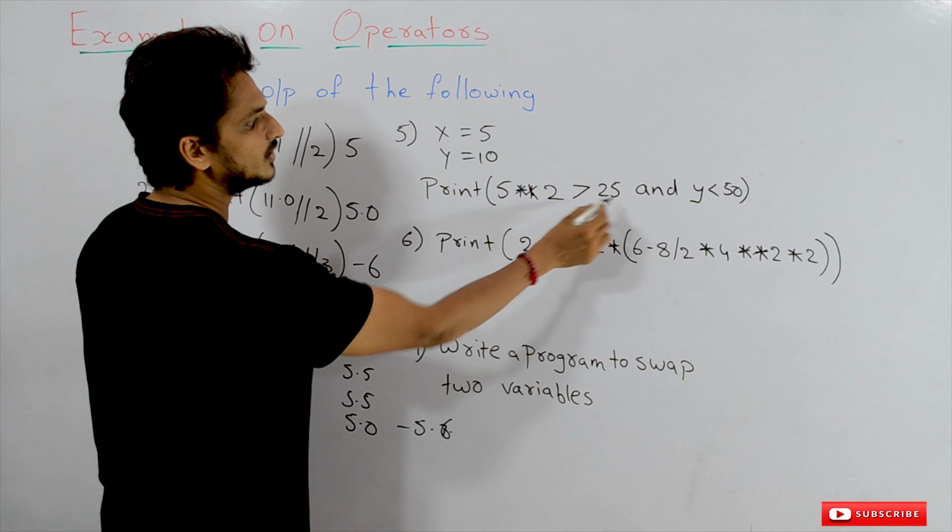Next question is x is equal to 5, y is equal to 10. What's the output you'll get with this expression? 5 power 2 greater than 25 and y less than 50. Which one has the highest precedence? Power has the highest precedence, so it will execute. 5 power 2 means 25, 25 greater than 25, no, false, and y less than 50 is true. With and, both should be true values, so it is false.